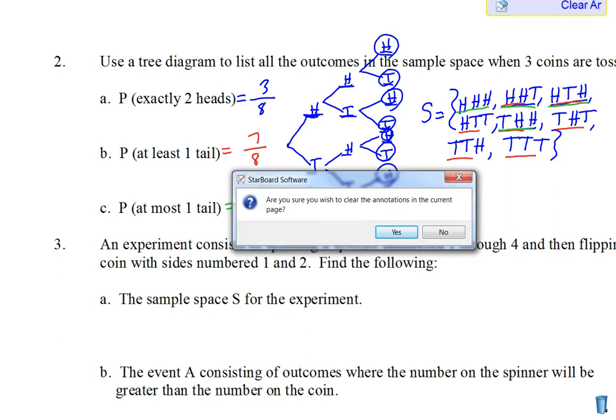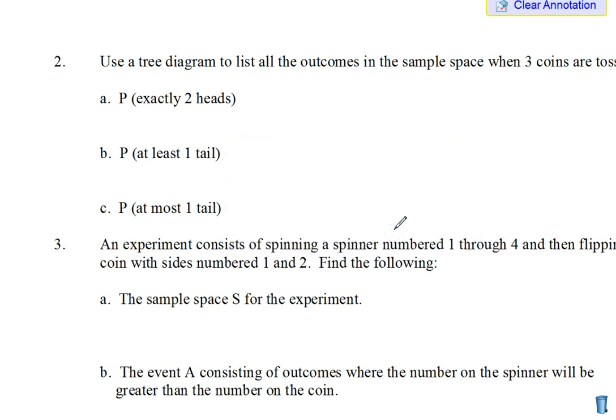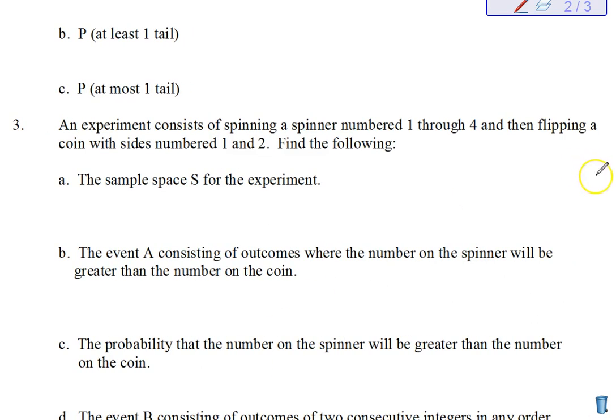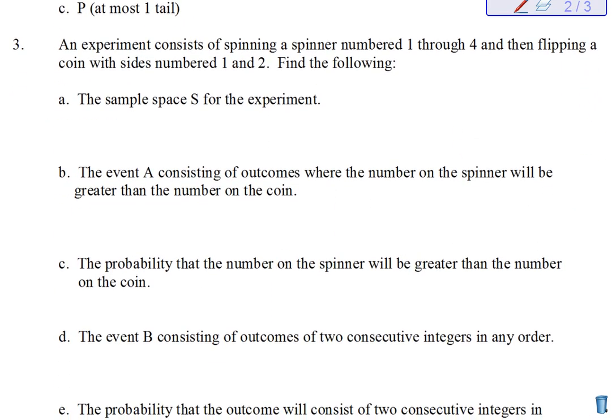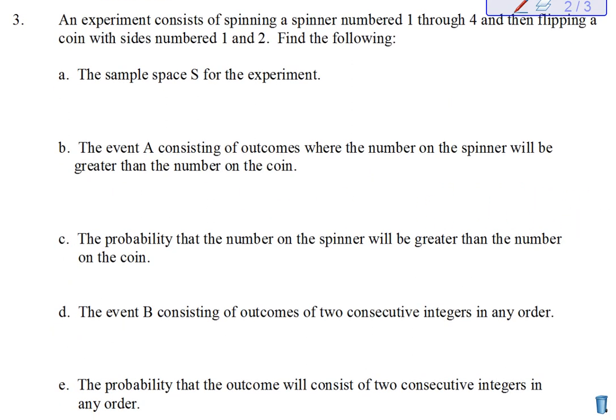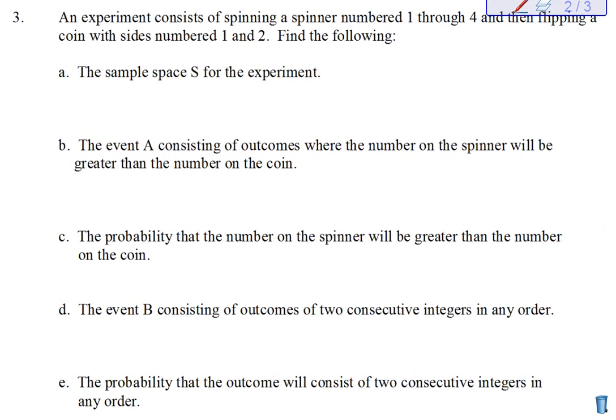All right, going on to your next example, we're going to continue to do experiments. On this one, though, I'm not going to do a tree diagram because I think this one's easy to do without actually drawing out a tree diagram. Sometimes it's helpful, sometimes you don't necessarily need it. All right, so for this experiment, we have an experiment consists of spinning a spinner numbered 1 through 4, and then flipping a coin with sides numbered 1 and 2.